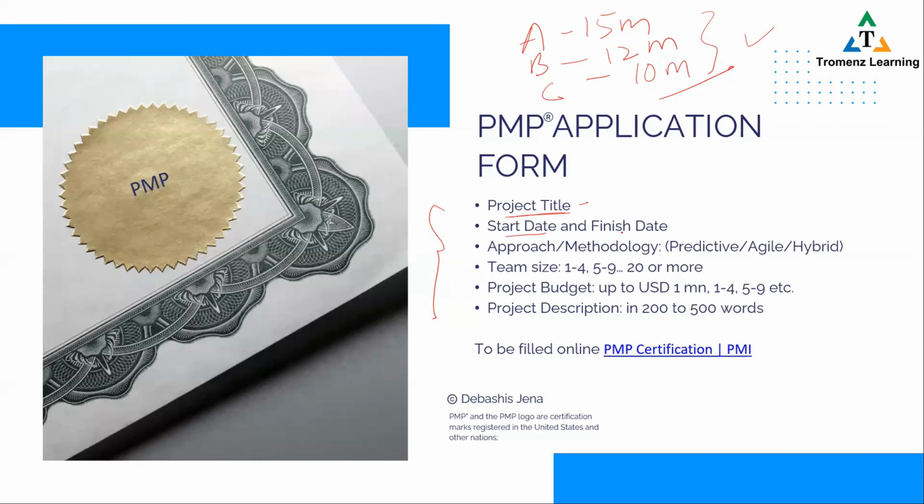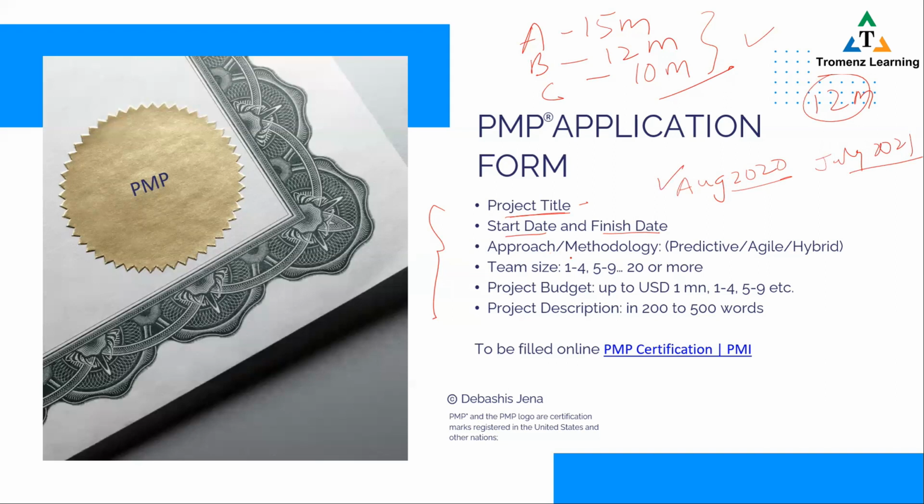Then they would ask you the start date and finish date. In the date also, they ask you for month and year. So you say the project started August 2020 and it finished in, say, July 2021. You enter the dates and the template will automatically calculate the months and show you 12 months. So you keep adding.